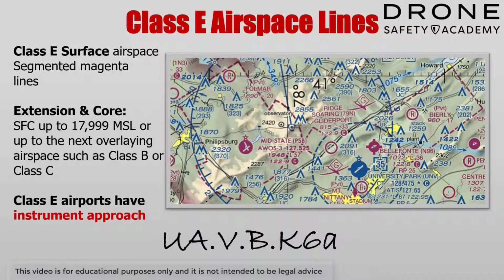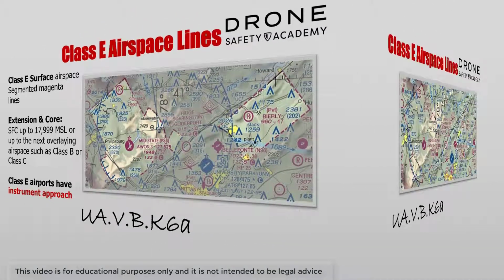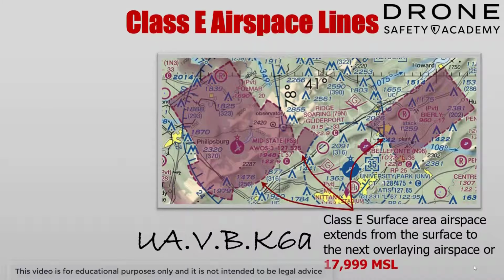Okay, we already know that Class E surface airspace is represented by segmented magenta lines, but let's take a look at this a little bit closer. Here we have 3 Class E surface airspace. Make note that Class E airports have instrument approach. That's very important. Okay, it's worth repeating. Class E surface area airspace extends from the surface to the next overlying airspace or up to 17,999 MSL.